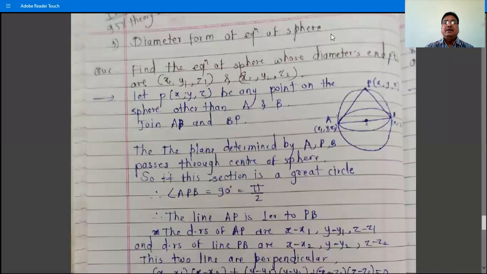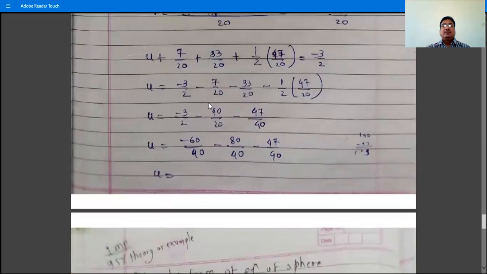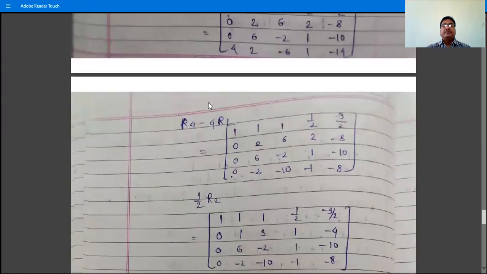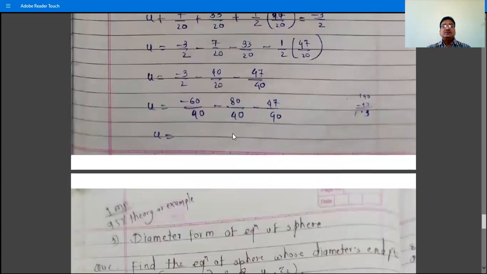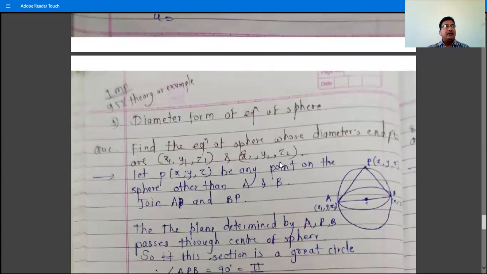Next topic is the diameter form of the equation of a sphere. So the general form of the equation of a sphere is what? x² + y² + z² + 2ux + 2vy + 2wz + d = 0.